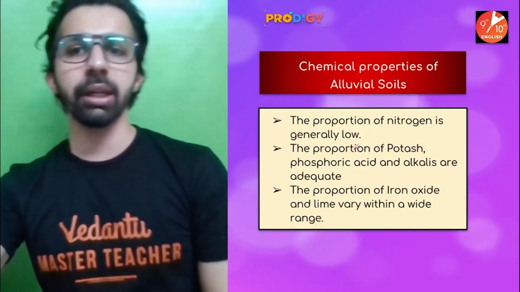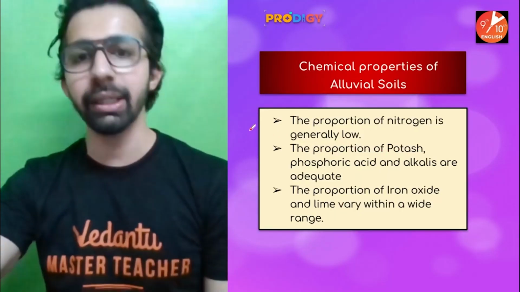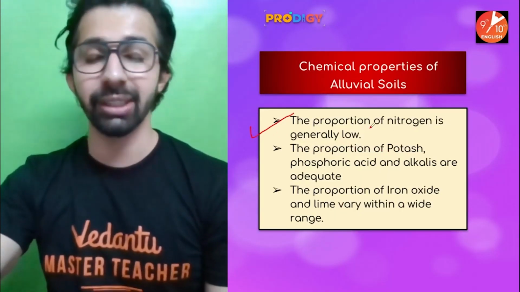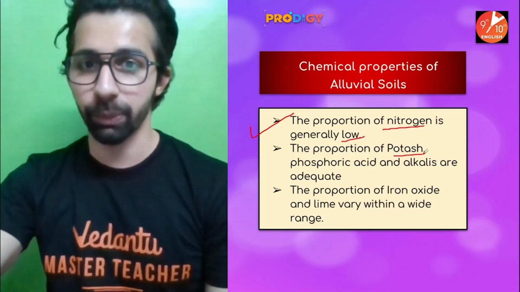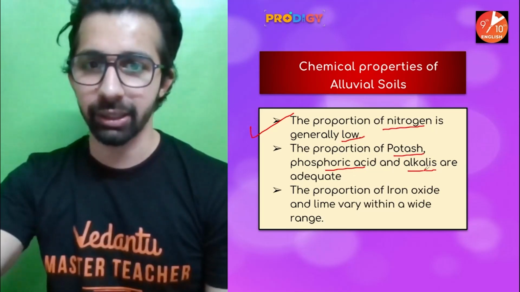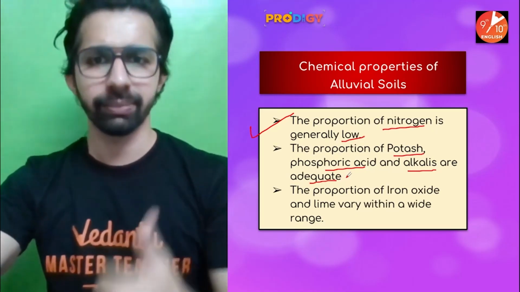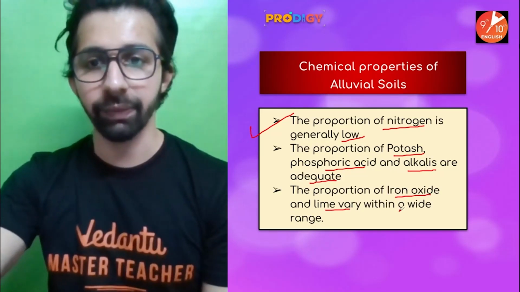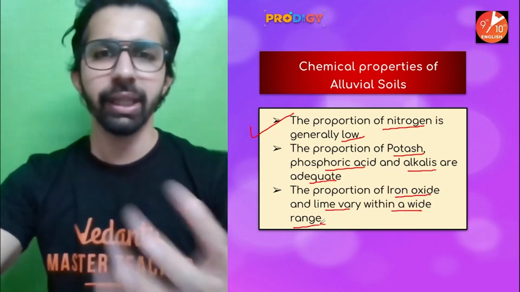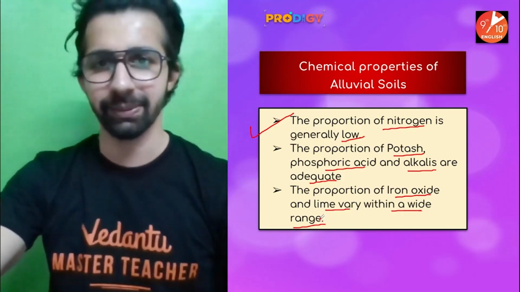If you look at the chemical properties of alluvial soil, you will find the proportion of nitrogen is generally low. So nitrogen is low, but the proportion of potash, phosphoric acid and alkalis is adequate. The proportion of iron oxide and lime varies within a wide range. So it varies from area to area, place to place.